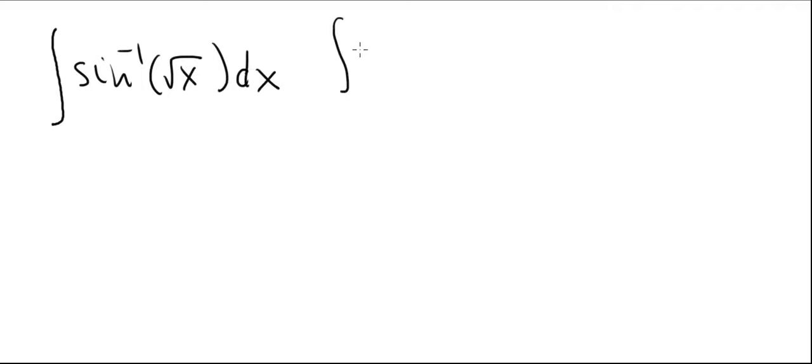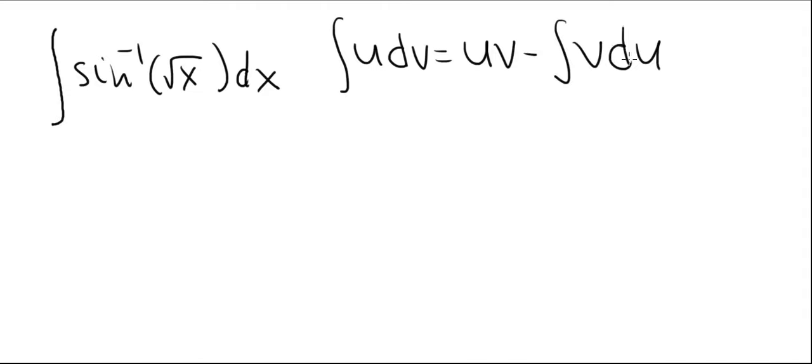We're going to evaluate the integral of inverse sine of square root of x by using integration by parts. So recall the integration by parts formula. The integral of u dv is equal to u times v minus the integral of v du. We're going to let the integral of inverse sine of square root of x be the integral of u dv, express it in terms of the right hand side of this formula, and hope that the integral on the right, the integral of v du, is easier.